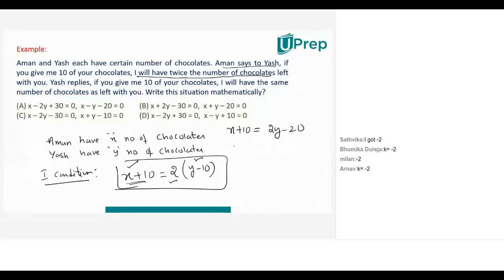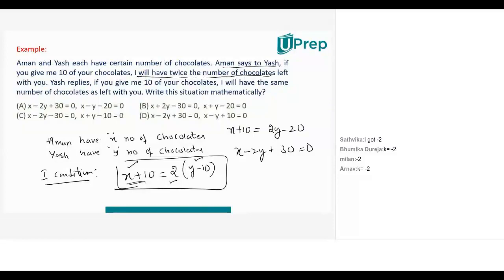Now, what can you write? This is X. 2Y goes on the other side, minus 2Y. Minus 20 comes on the left-hand side: 10 plus 20, 30. So, X minus 2Y plus 30 is equal to 0. Now, this is your first condition.